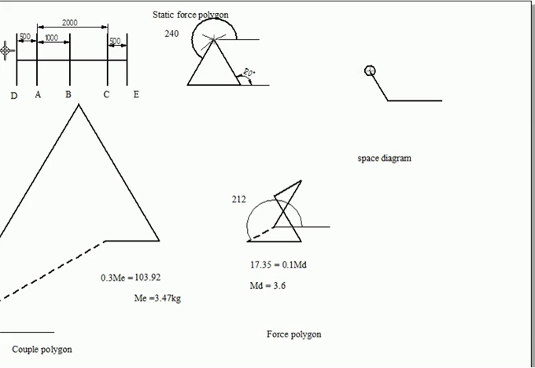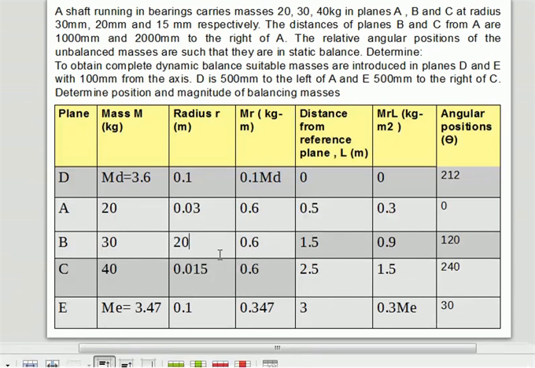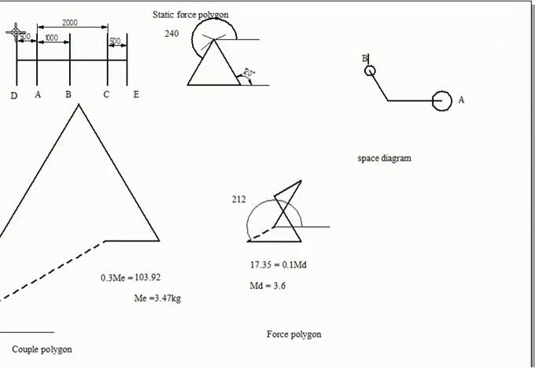This is mass B. This is mass A. This one is mass B. And next mass C, its radius is 0.015, inclined at 240 degree, or else parallel to this one. So this is mass C.